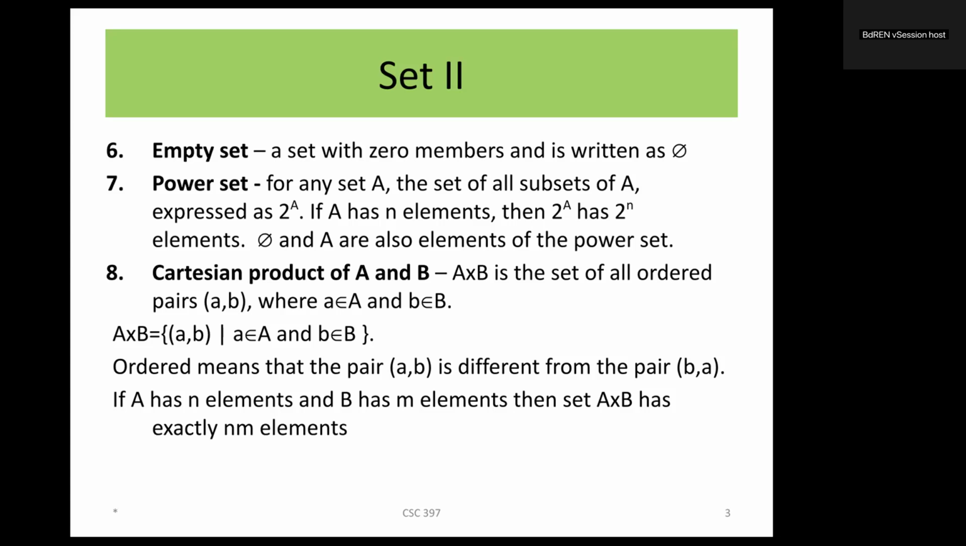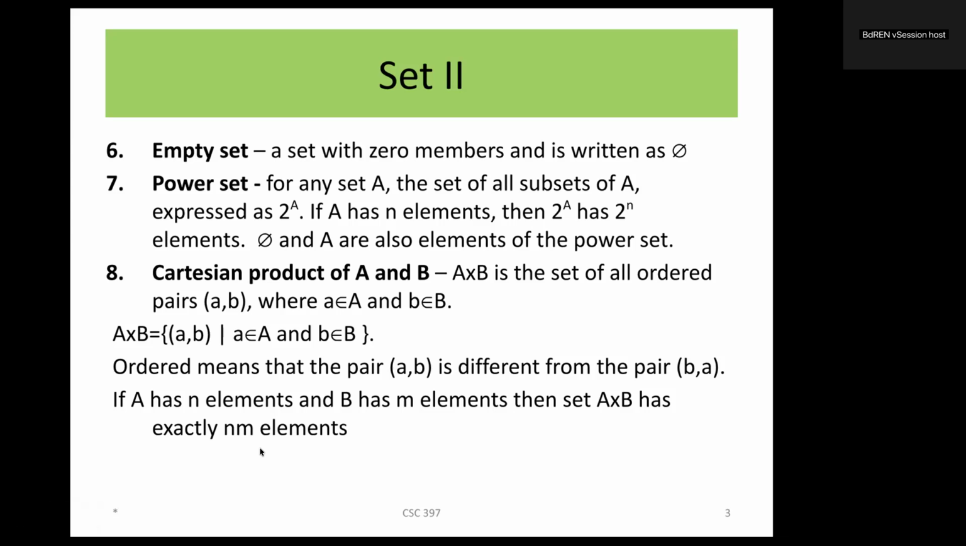So ordered means that the pair A comma B is different from the pair B comma A. I think you got this point. So if A has n elements and B has m elements, then the set A Cartesian product B has exactly n into m elements.